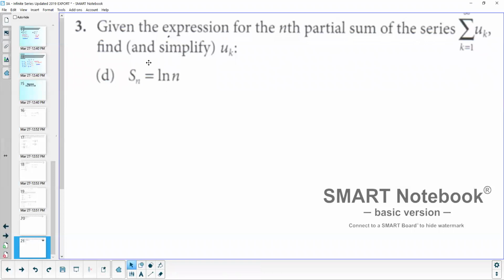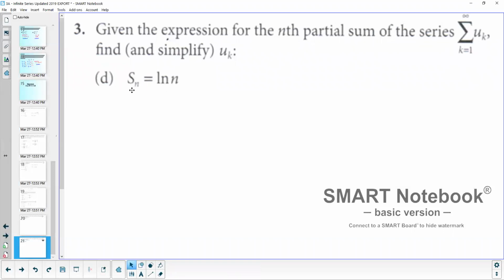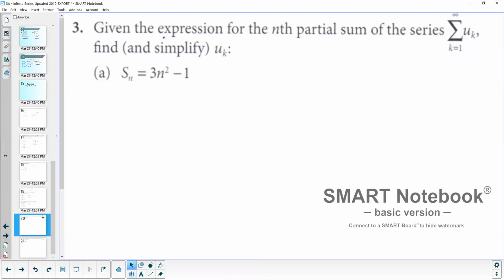In each one of these, they give you a rule for the nth partial sum, and they want you to find a rule for u sub k. Just so there's no confusion here, when they ask you to find u sub k, this is what we did last year when we found the nth term of a series. So instead of using a, they're using u. Instead of using n, they're using k. But essentially, they want you to write a rule that allows you to find the nth term in a particular series. So if you wanted to find the third term or the fifth term or the 100th term.